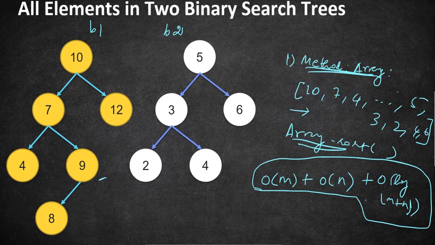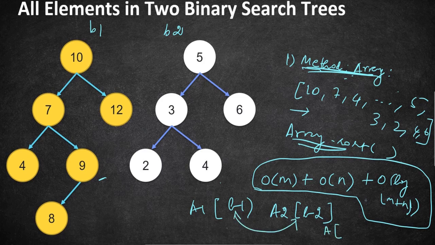So how do we further optimize it? Method 2 is again saving them in arrays, but not in a single array. Instead, we'll be saving them in two separate arrays. Array 1 will have the in-order traversal of binary tree 1, and array 2 will have the in-order traversal of binary tree 2, and finally we are going to merge these two arrays and create another array which is in sorted order.